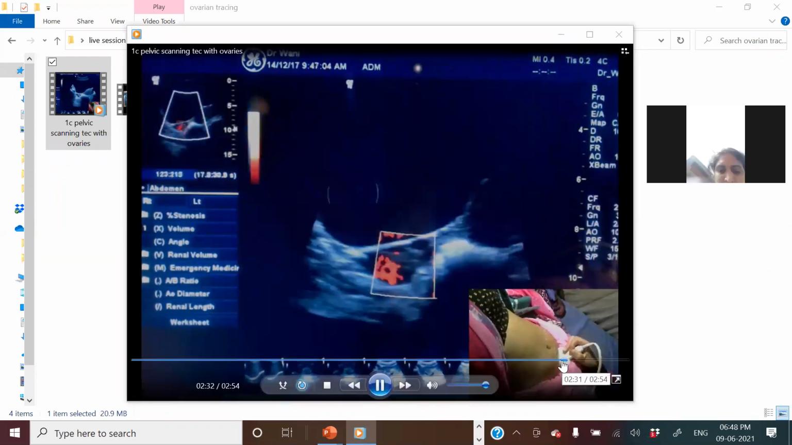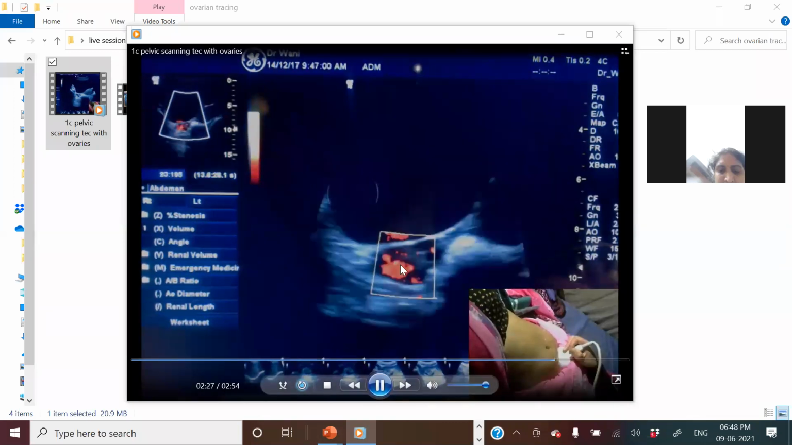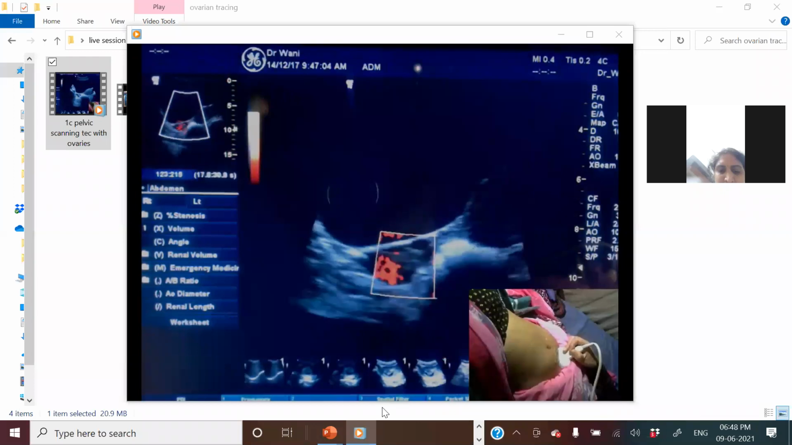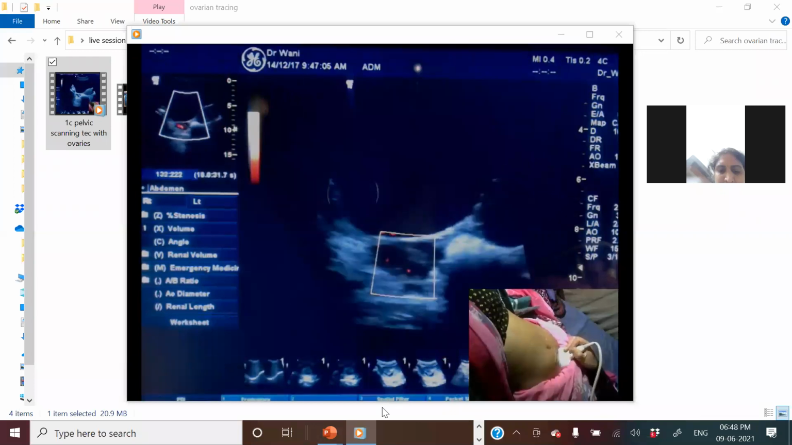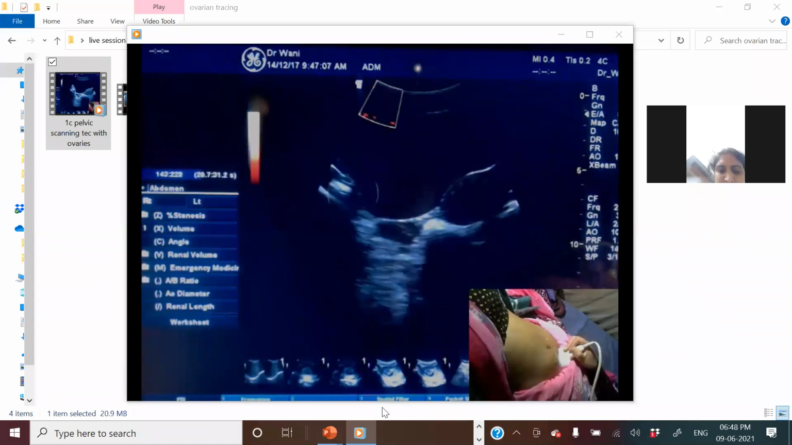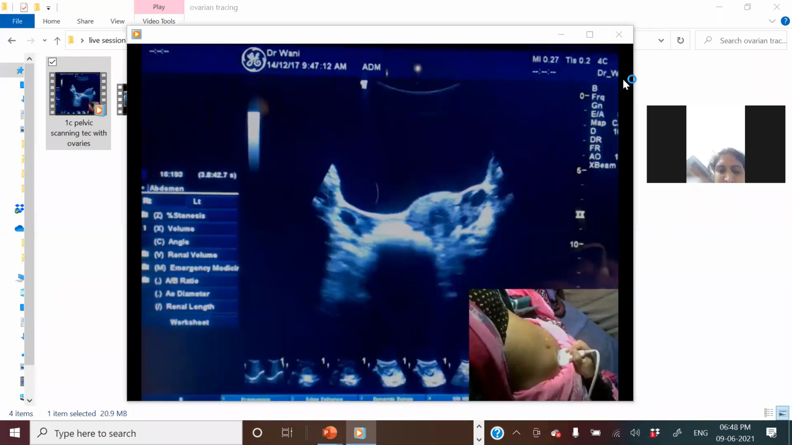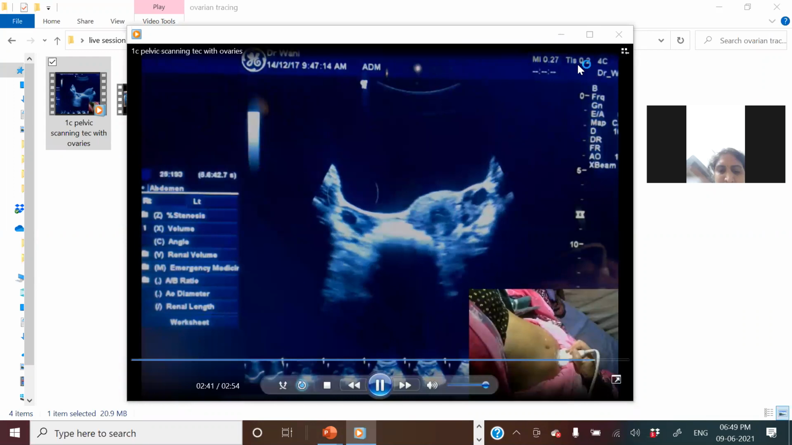But the key point, now see, even the Doppler, we can make it out. Now see how beautiful the ovaries are over here on color Doppler. We can even see that. But the key point is you have to hit through the bladder.